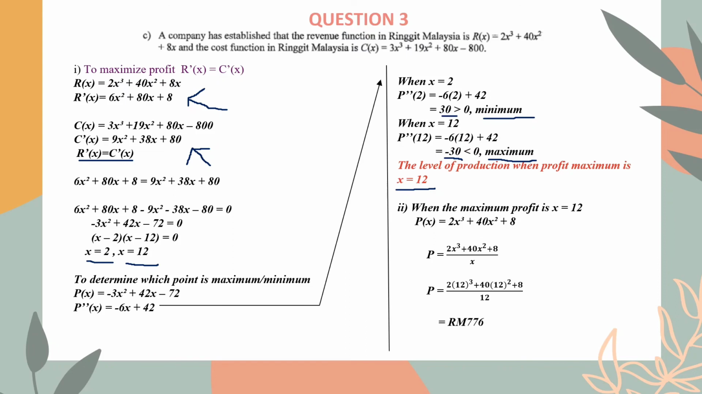In order to find the price per unit to maximize profit, we must divide the revenue function by x, which is the output. After that, we substitute the 12 into the x value of the function (2x³ + 40x² + 8x) divided by x, and we will obtain a price per unit of Ringgit Malaysia 776.